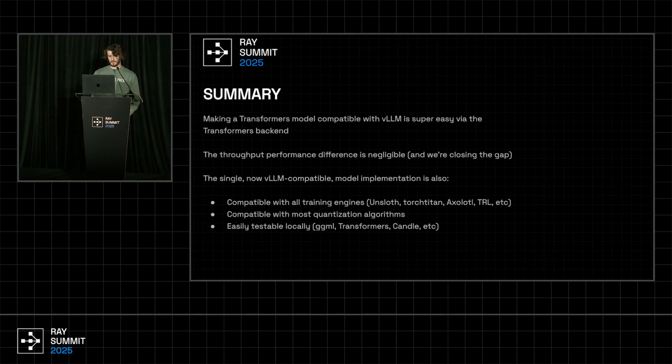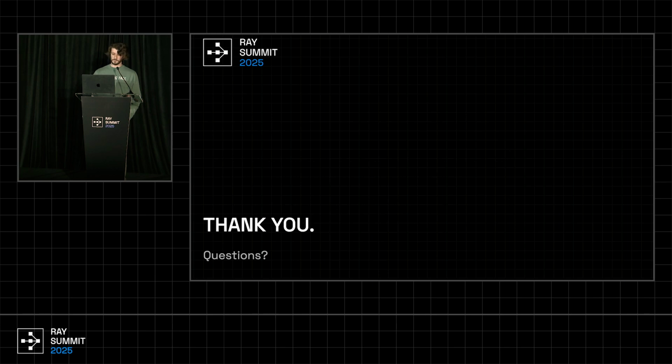So, in summary, making the Transformers model compatible with vLLM is super easy via the Transformers backend. The throughput performance difference is negligible, and we are aware of a couple of places where we can close that gap further. And your single, now vLLM compatible model implementation is also compatible with all the training engines like Unsloth, Torch Titan, Axolotl, etc. Compatible with most quantization algorithms and easily testable locally using libraries like Transformers, Candle, GGML, or your library of choice for running Transformers models. So, and that's all. Does anyone have any questions?